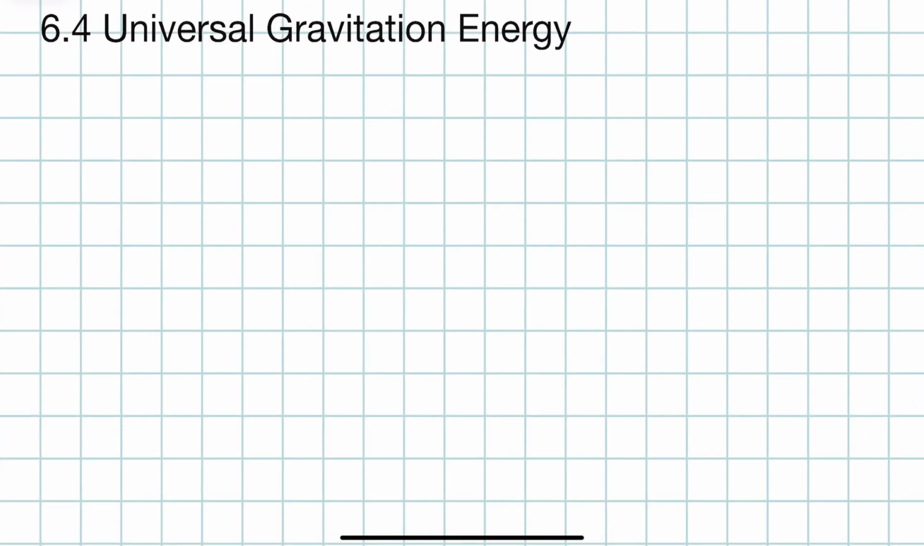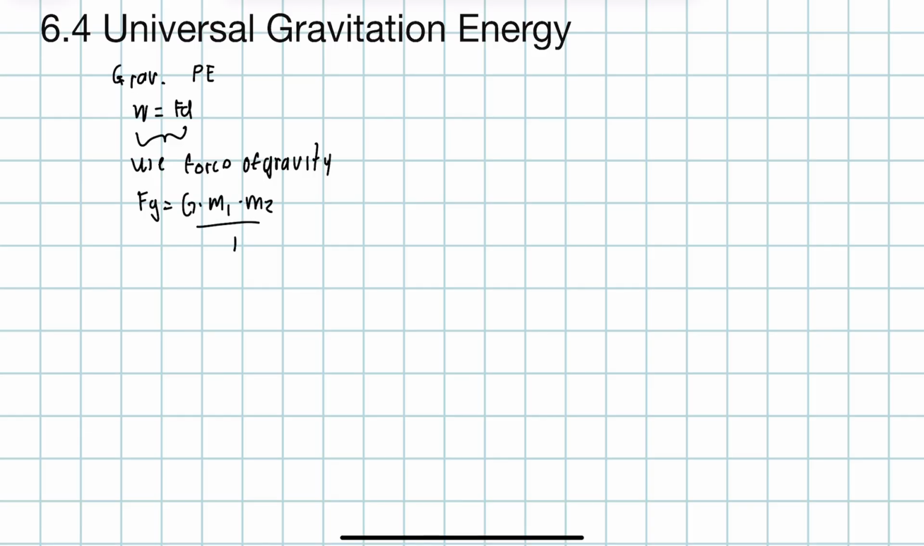In this video, we'll be talking about universal gravitational energy. So what is gravitational potential energy? We remember that work is equal to force times displacement. So then we're going to use the force of gravity. So what is Fg? Fg is equal to G times m1 times m2 divided by r squared.